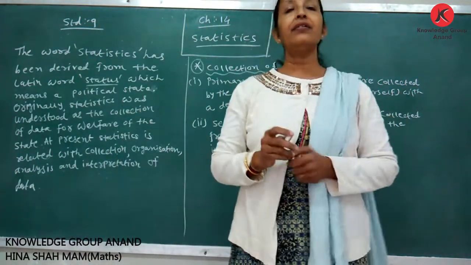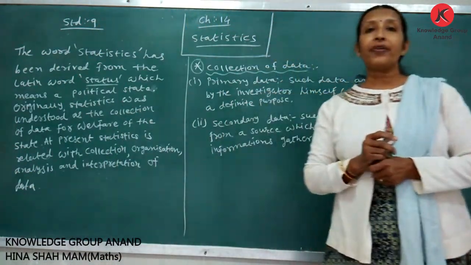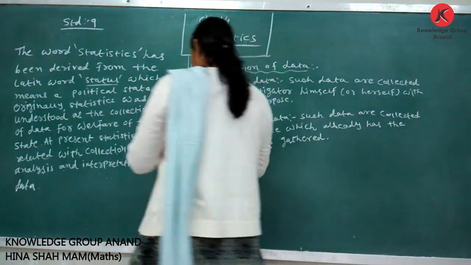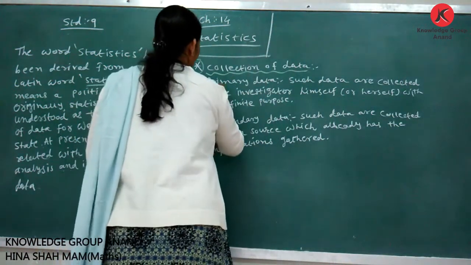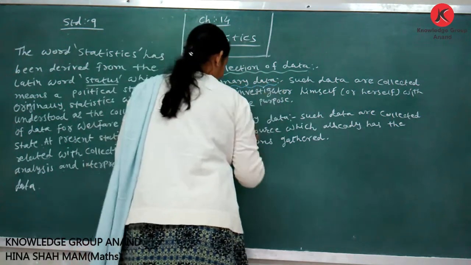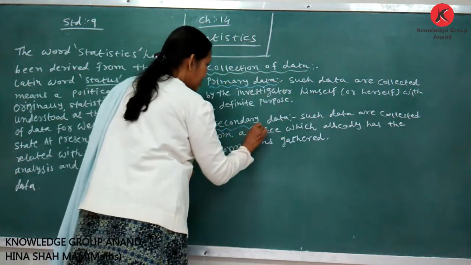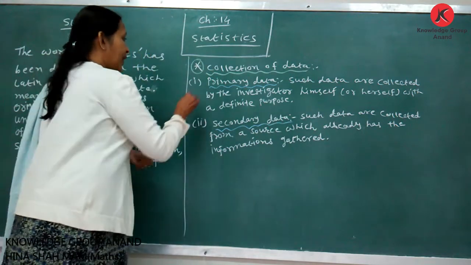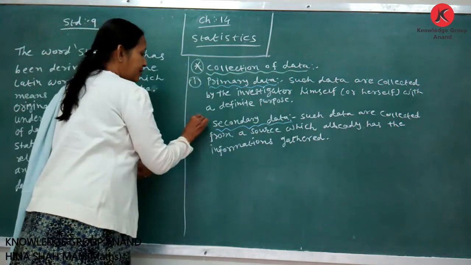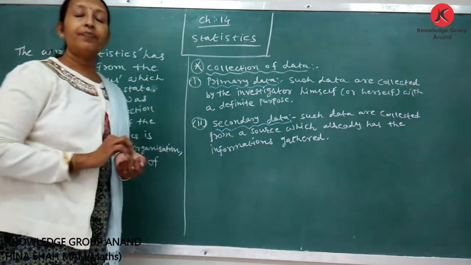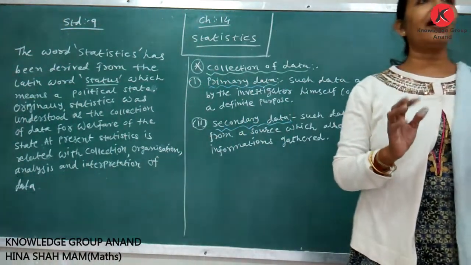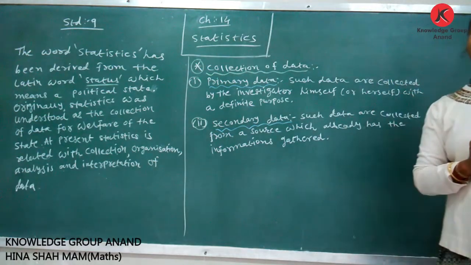We collect data. Which types of data? It is primary data and secondary data. Which data is called primary data and which data is called secondary data?